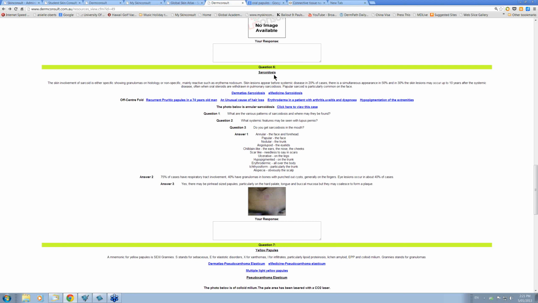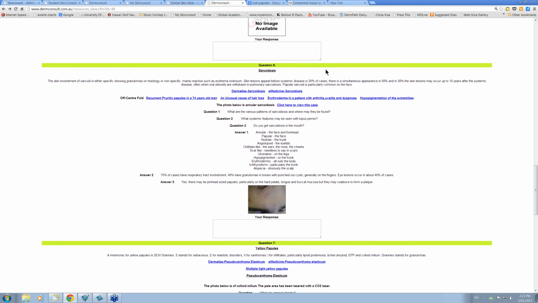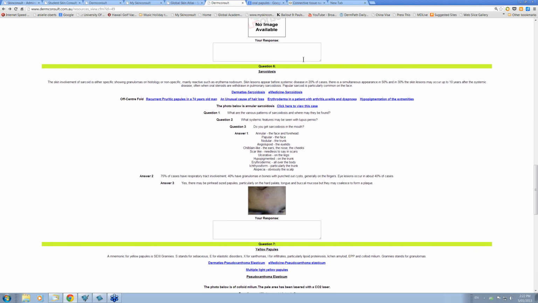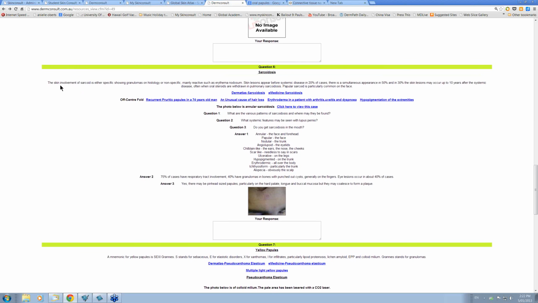And remember, sometimes you'll get a sarcoidal reaction to foreign bodies in the skin, so you've got to watch that it's not just a reaction to a foreign body or some foreign body material. The big thing to check with sarcoidosis is the ACE enzyme level, because if that's markedly elevated, it's certainly much more suggestive that the patient's got true systemic sarcoidosis. Skin involvement of sarcoid is either specific, showing granulomas on histology, or non-specific, mainly reactive.